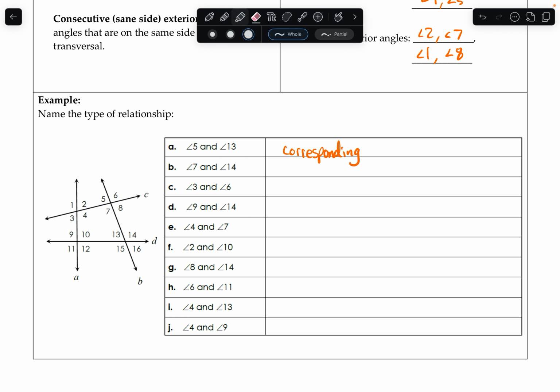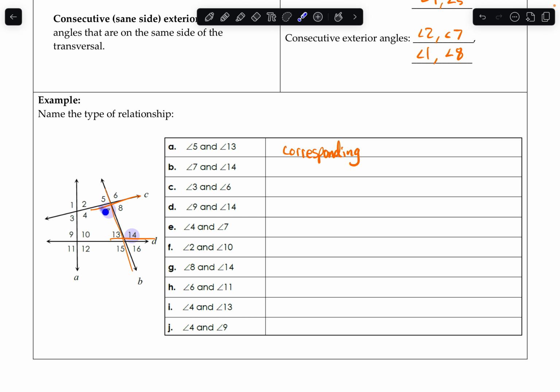All right, 7 and 14. Here's 7, here's 14. Same transversal, same lines. I didn't need to erase what I just did, but here's your transversal, here's your two lines. These are both inside those two lines, and they are on opposite sides of the transversal.